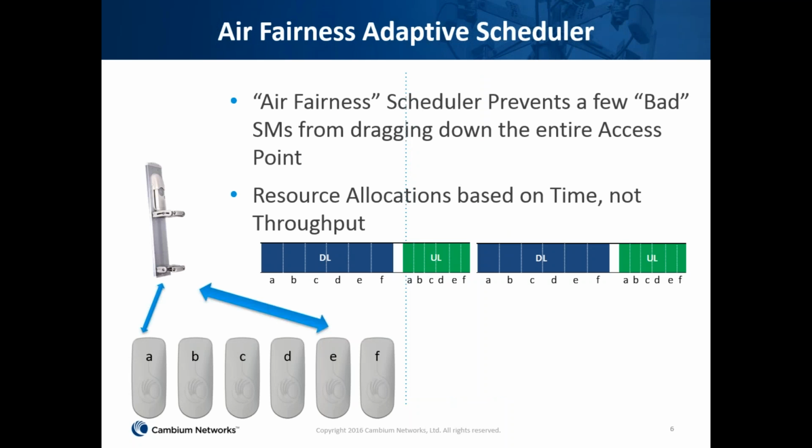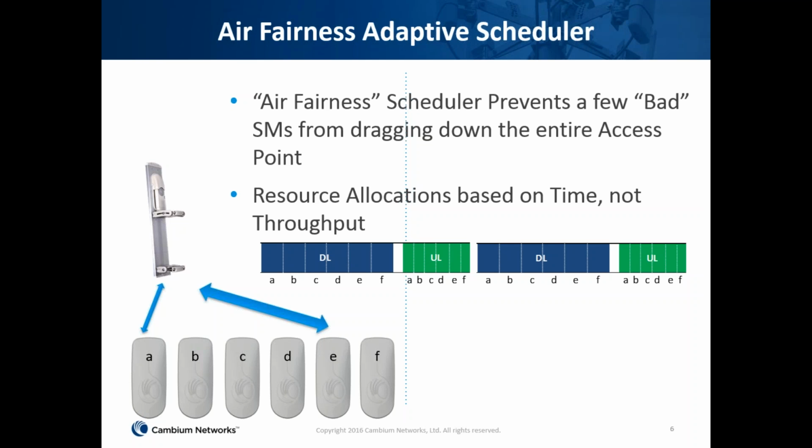So a little bit about the deterministic MAC that I talked about. MAC would be medium access control, but we usually refer to it in ePMP's case as an air fairness adaptive scheduler. We talk about air fairness because I think it's a good way to explain this concept. So in other systems and also in traditional Wi-Fi, when it comes to scheduling the individual subscribers to transmit and receive data, what happens is that it's primarily based on throughput.